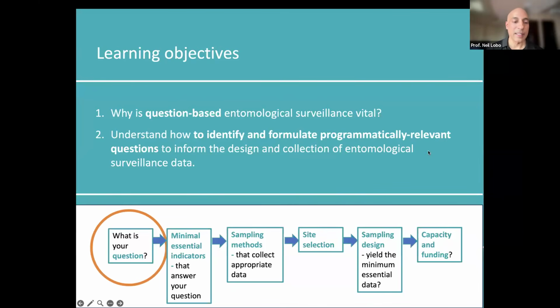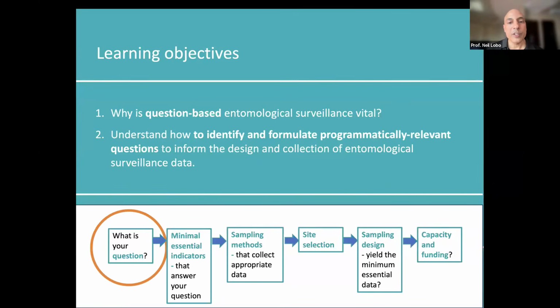And right now, this stage, we are at here. What is your question? And throughout the next couple of days, we're going to go through all these steps and go through the specifics of each one. Some of them are really short presentations, some of them are longer. Like the next set, minimal essential indicators, it's quite long. We'll have to go into tomorrow, I'm sure.